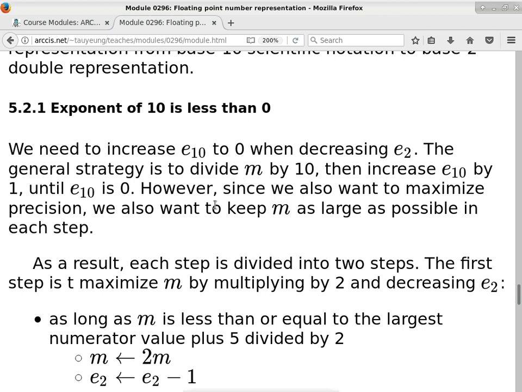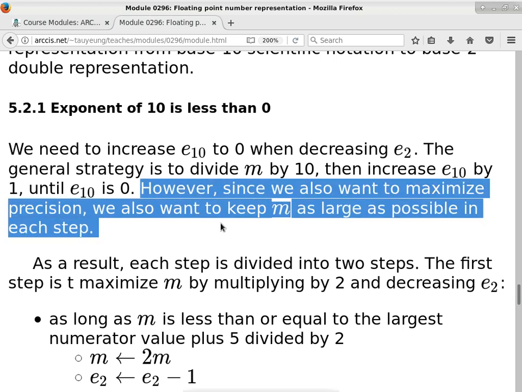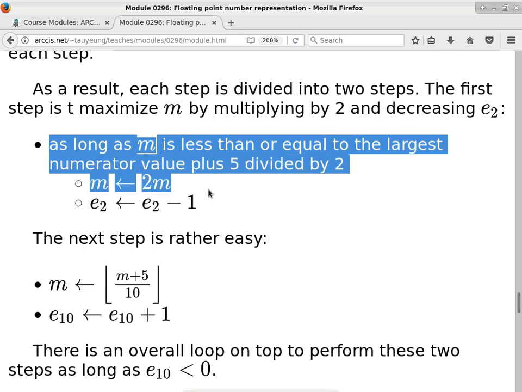So each step, now we also want to maximize precision. In other words, we want to keep m as large as possible in each step. Okay, so the first thing we want to do before the division by 10 is to say, let's make m as big as we possibly can. Now how do we do that? Okay, we use this loop here. It doesn't look like a loop to me. Well, as long as it's the same thing as while, okay? So it is a loop.